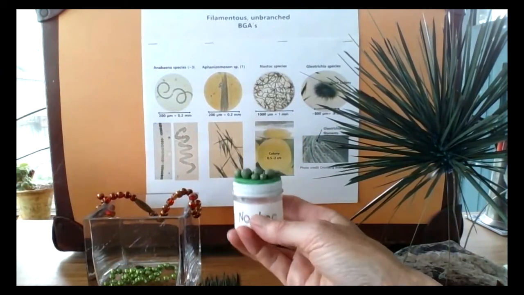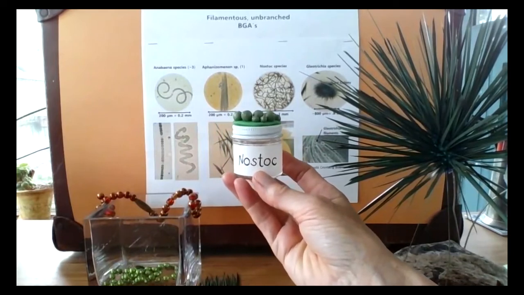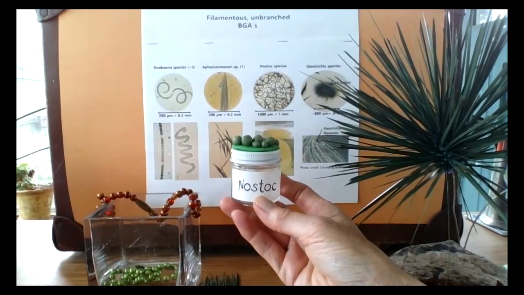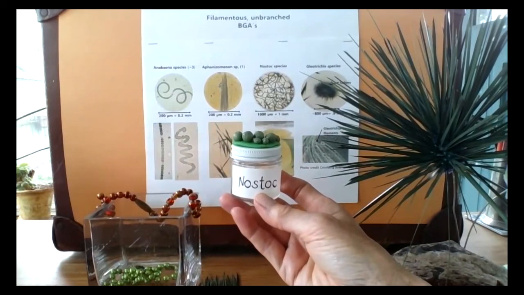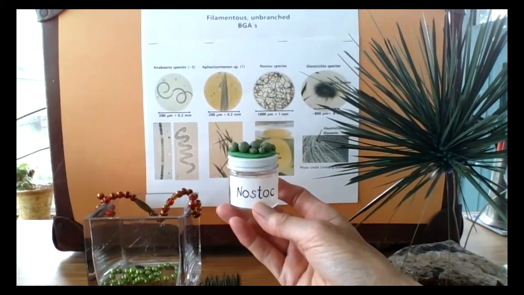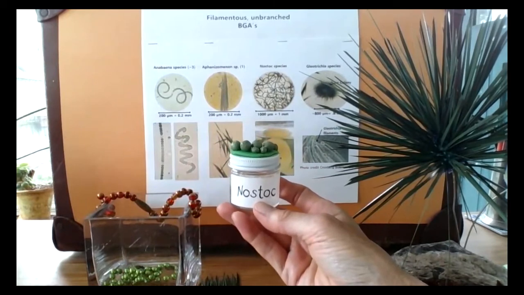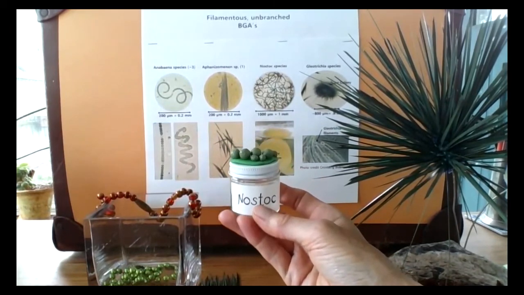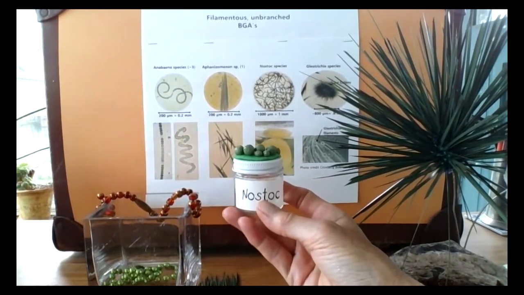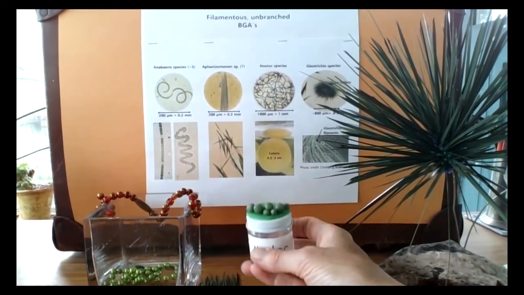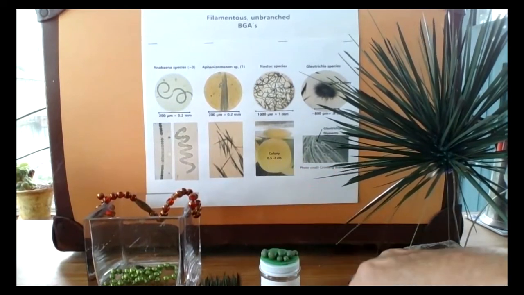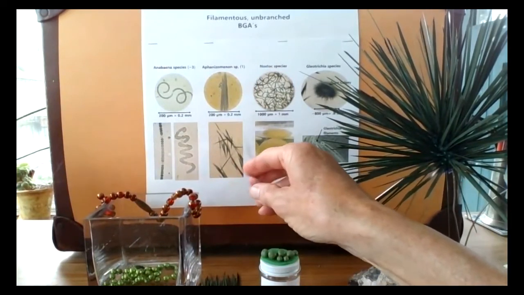Nostoc looks like garden peas. They are actually even about the same size. And they're also an olive green color. So if you cut one of these water peas open, they look like small versions of Anabaena.